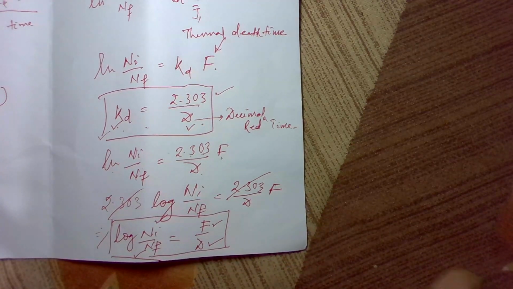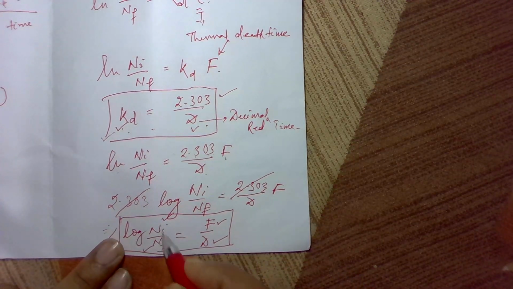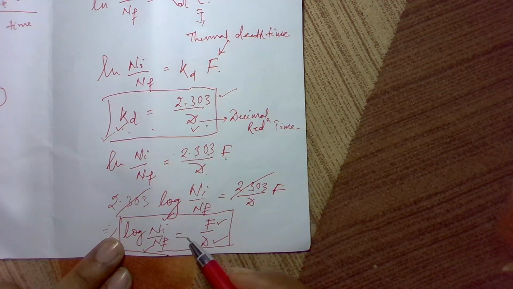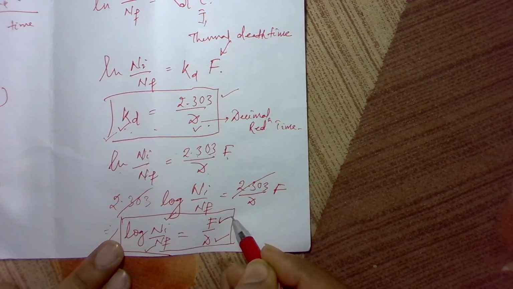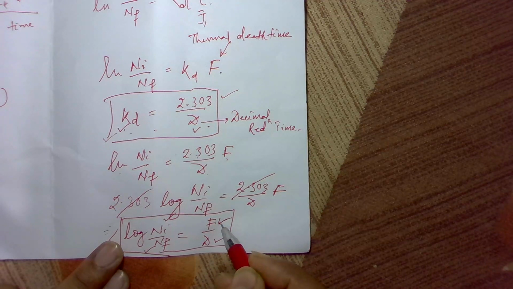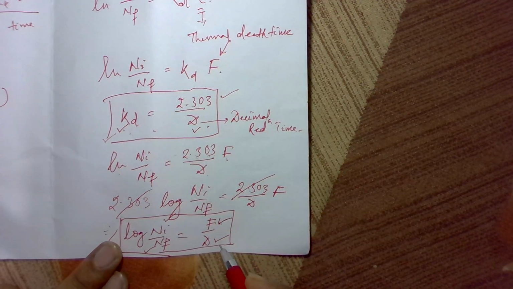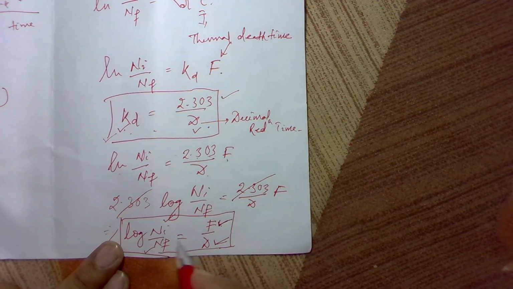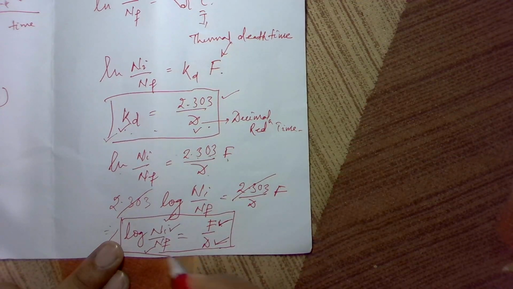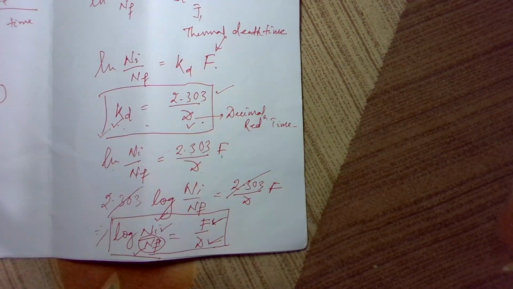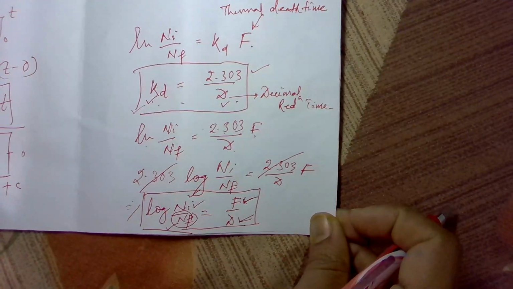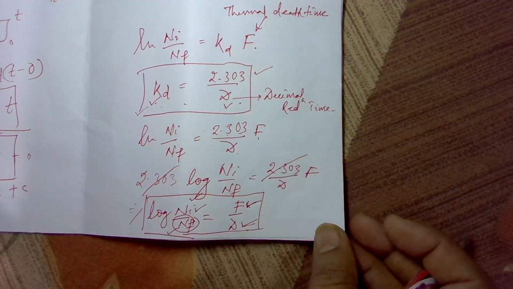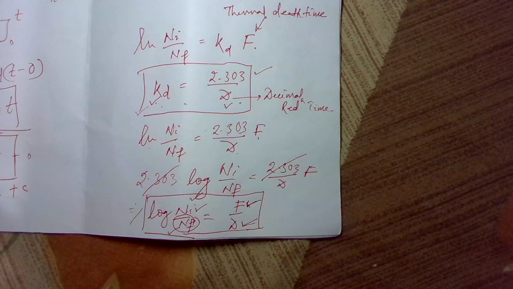If you have this equation, you should be able to calculate, for example, if the initial and final number of microorganisms and the decimal reduction time are given, the thermal death time. If the thermal death time is given along with these two, you can calculate the decimal reduction time. If the thermal death time, decimal reduction time and initial number of the microorganism are given, you can calculate the final number of the microorganism. So this particular equation can be used for various calculations of thermal processing. Thank you, see you.